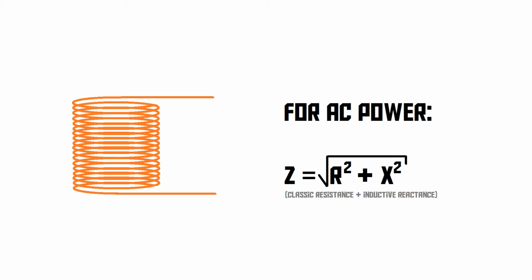In this case, the inductive reactance depends on the frequency of the AC power supply as well. So the higher the frequency, the larger the reactance. Therefore, the higher the frequency, the larger the impedance of the coil will be. But remember, the resistance will always be exactly the same because that's just the resistance of the wire. But the impedance also depends on the reactance and therefore also on the frequency.